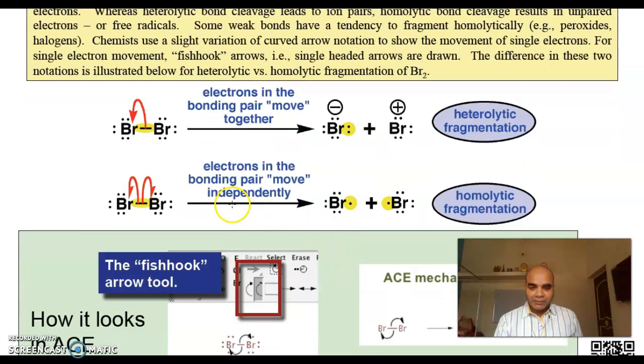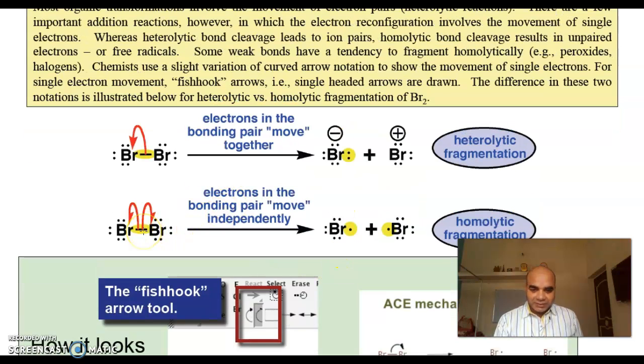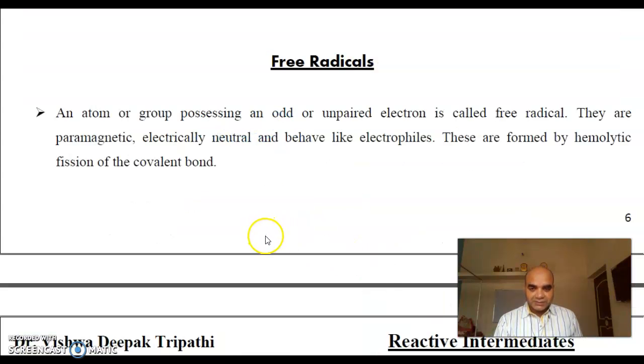But in homolytic fission, the shared pair of electrons is shared equally, one electron with one atom and one electron with the other atom. This generates a radical atom. An atom containing one unpaired electron is known as a free radical. So a free radical is an atom or group possessing an odd or unpaired electron.